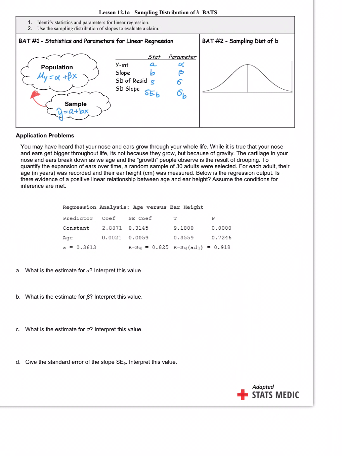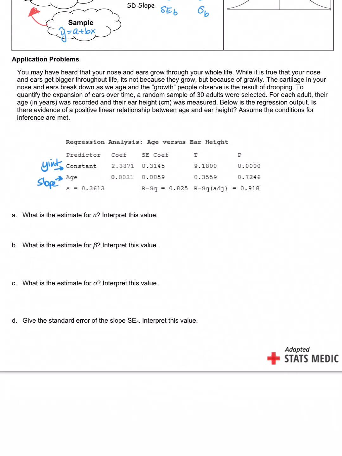Now, look at this. Here's this table of stuff, right? Where's my y-intercept? Constant. Yep, this is my y-intercept. And where's my slope? Age. So that's telling me slope is my explanatory variable, right? Okay, so now it says, what's the estimate for alpha? Since it says estimate, all we have is the sample information. Our estimate for alpha, alpha stands for y-intercept, so the best we can do for alpha is 2.8871.